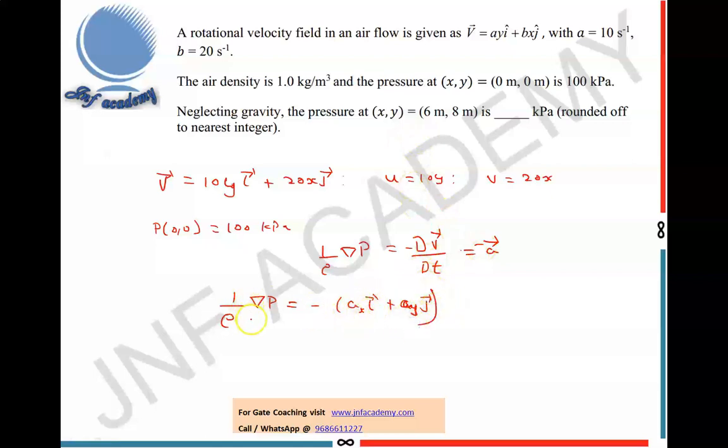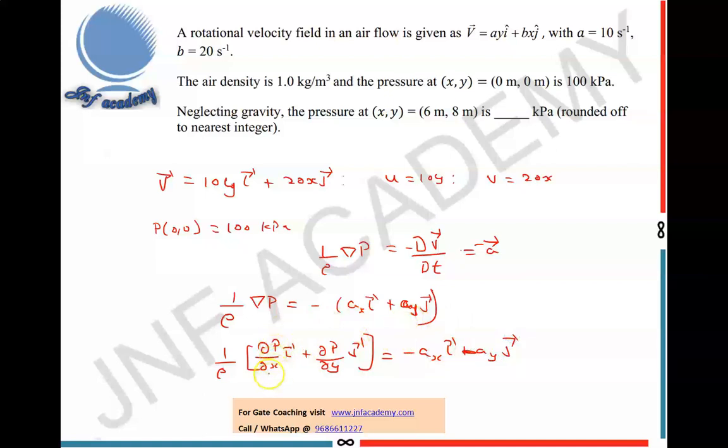So now, if you expand this, what is gradient? ∂/∂x i vector plus ∂/∂y j vector. So it becomes 1/ρ ∂p/∂x i vector plus ∂p/∂y j vector is equal to minus ax i vector minus ay j vector. So you have to basically match these.